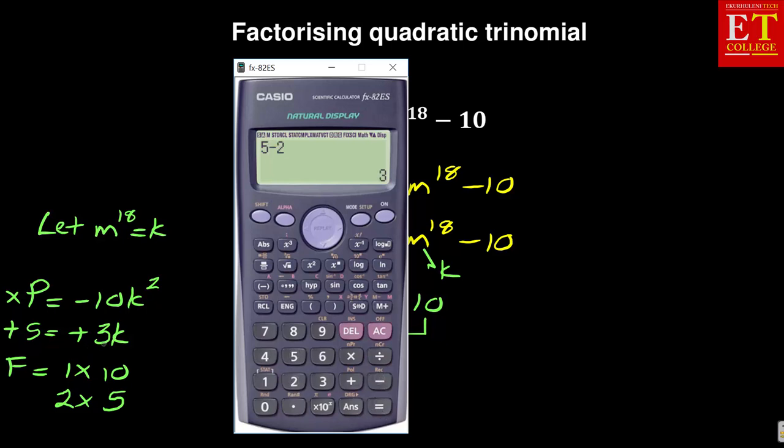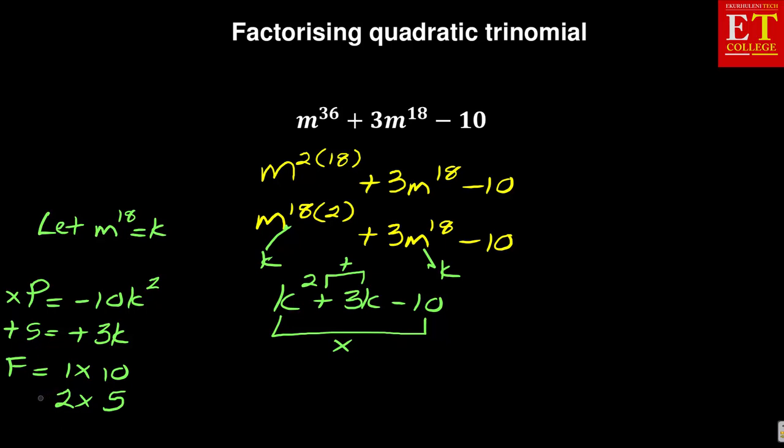So since I need a positive 3, the bigger number must be positive and the smaller number must be negative. It was 5 minus 2, so it's minus 2 plus 5. So it's minus 2k and a positive 5k. So these are the two numbers that I'm looking for. When I write it again, actually I used x, it's not supposed to be x, it's supposed to be k.